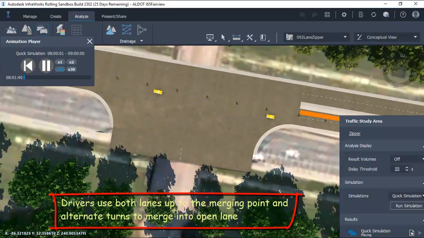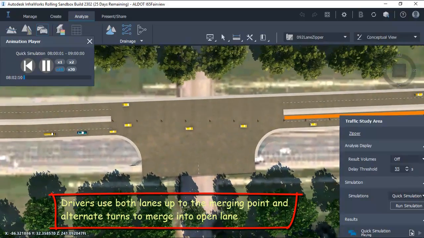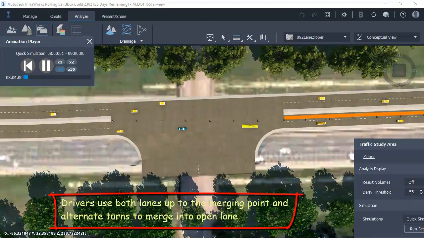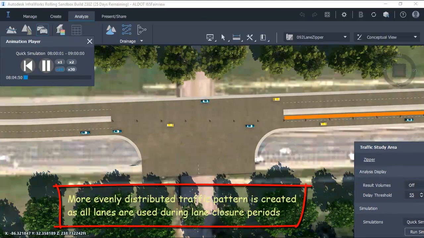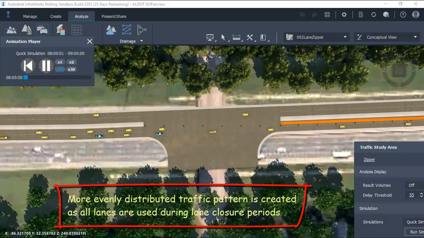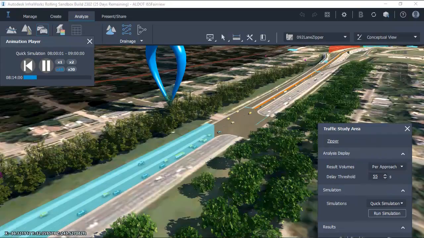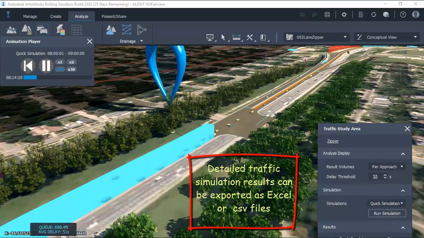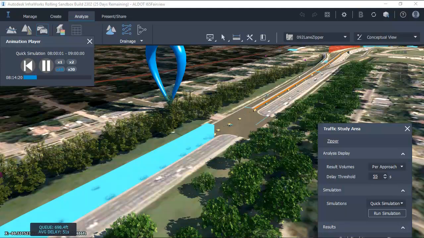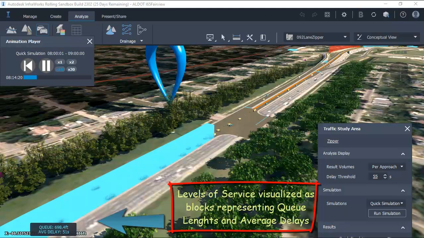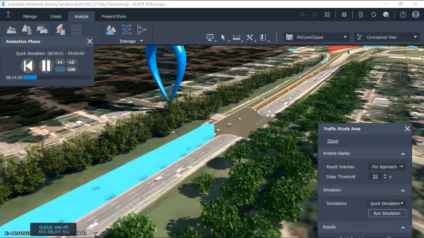Simulation is run, showing accurately how drivers now use both lanes up to the merging point, alternating turns to merge into the open lane. Zipper merging simulation creates a more evenly distributed traffic pattern, as all lanes are used during lane closure periods. Detailed traffic simulation results can be exported as Excel or CSV files at custom intervals during the entire simulation period. Levels of service can also be graphically visualized as color-coded blocks representing queue length results.